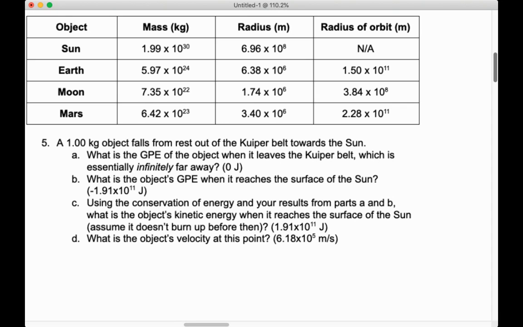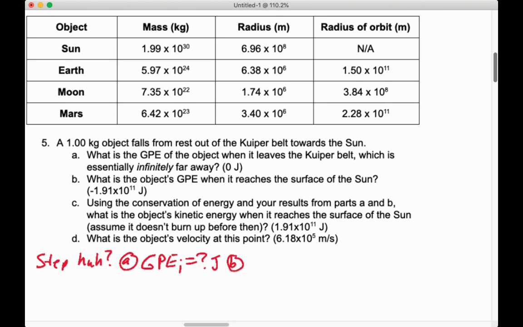We have a 1 kilogram object that falls from rest out of the Kuiper belt, way out there in the solar system, basically infinitely far away, towards the sun. Part A: what is the GPE of the object when it leaves the Kuiper belt, which is essentially infinitely far away? Step 1 for part A. GPE initial, because this is the first part of our problem, is equal to question mark joules, because it is energy, so its units will be joules.